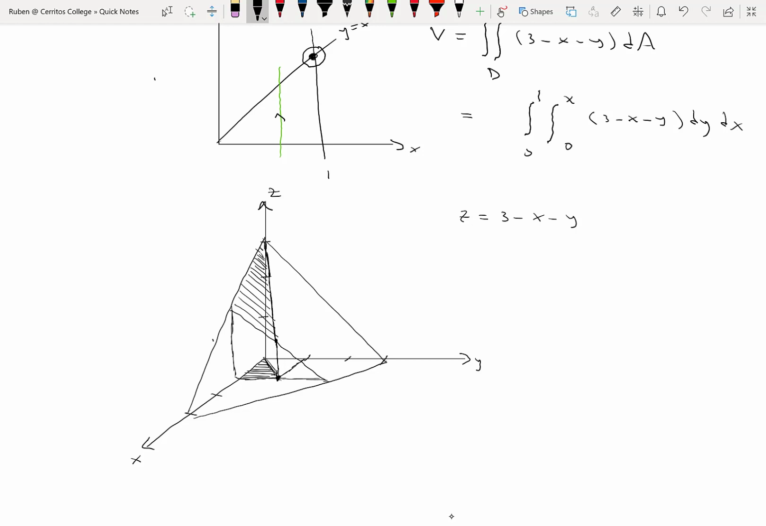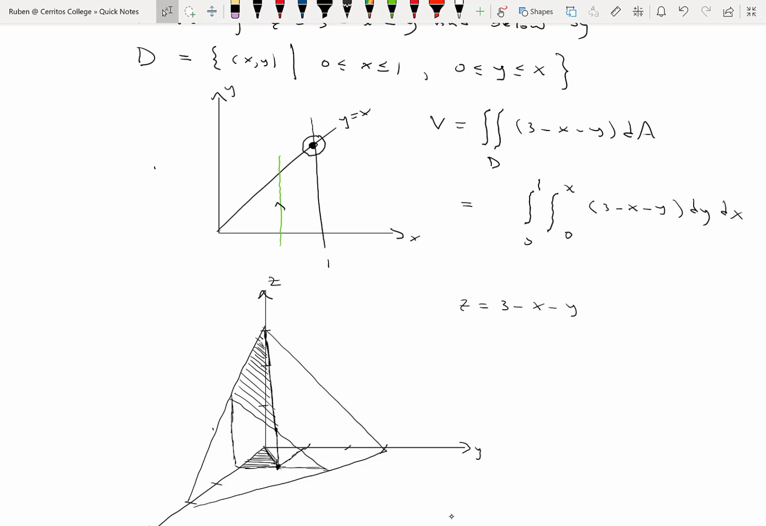So to maybe help you visualize this, if you're not able to see from my drawing, our region is a prism. It's a little bit of a prism whose top is the plane z equals 3 minus x minus y, and the base is the triangle in the xy plane that defines our region D. Okay, so just to make sure we're on the same page, in red, here's our region D. So in 3 space, here's our region D.